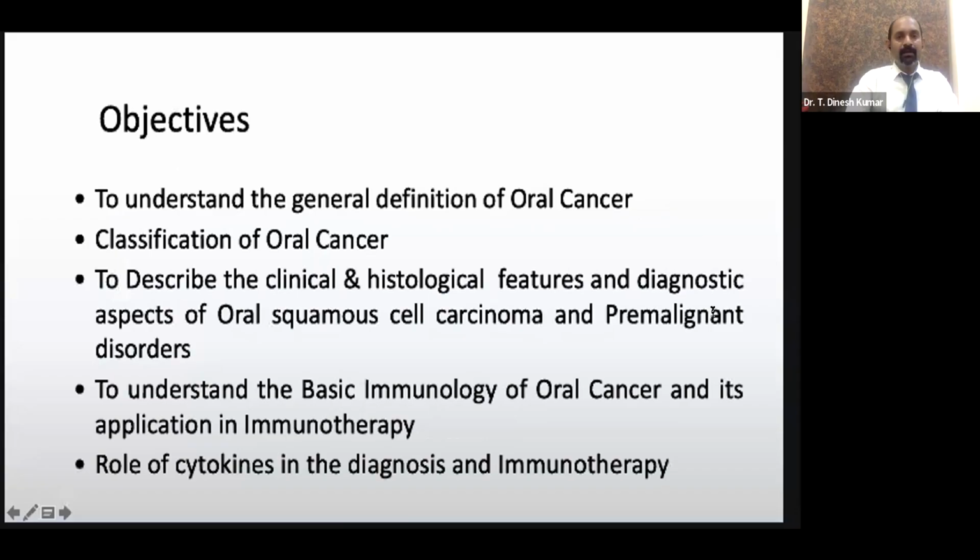This is by no means a comprehensive presentation. I have just tried to put in some basics on the clinical and histological aspects of oral squamous cell carcinoma and the role of tumor immunity in its prospective diagnostics and therapeutics. Let me outline a few objectives of this presentation: to understand the general definition of oral cancer, classification of oral cancer, to describe the clinical and histological features and diagnostic aspects of oral squamous cell carcinoma and pre-malignant disorders, to understand the basic immunology of oral cancer and its application in immunotherapy. And finally, to wrap it up, I will talk about a few cytokines, the diagnosis and immunotherapy, and what we do at our department related to these cytokines.